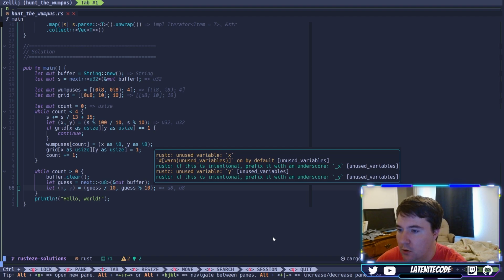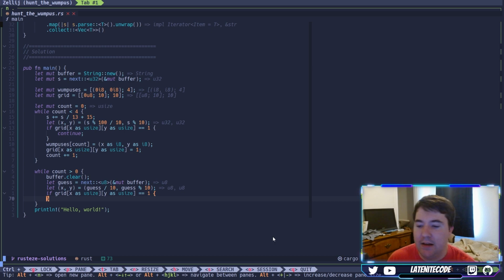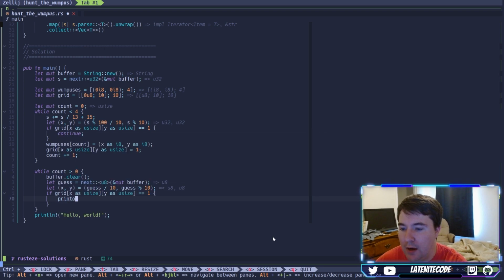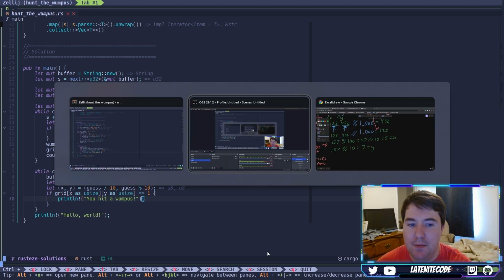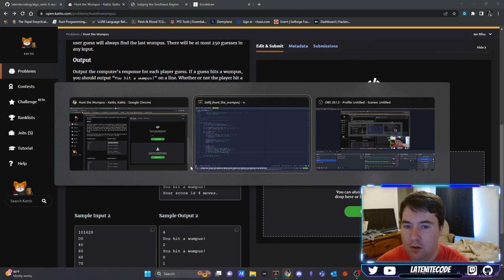And then I'm going to go ahead real quick and go up 11 lines and grab this line and paste that down here because I want to ask the question now if the grid[x as usize][y as usize] is equal to 1. Because if it is in fact equal to 1, then that means that this particular guess has actually hit a Wumpus. At which point we would go ahead and do a println of "You hit a Wumpus!" We can go ahead and double check on our prompt that that's the case. You hit a Wumpus!, looking good.